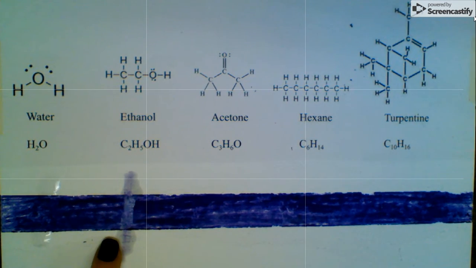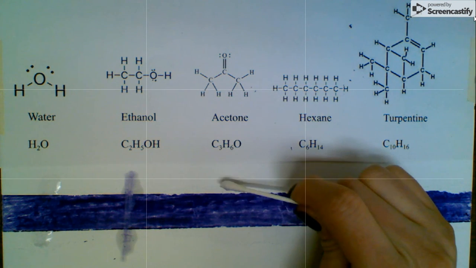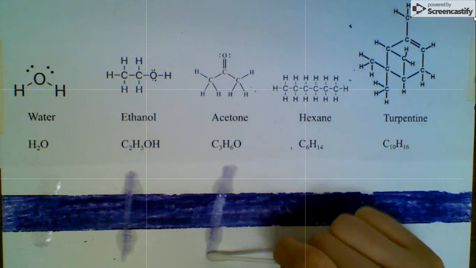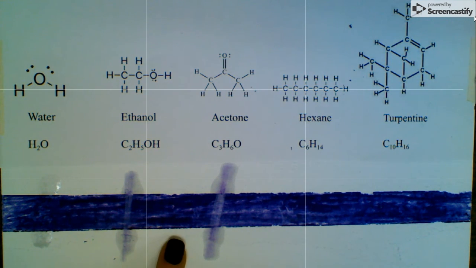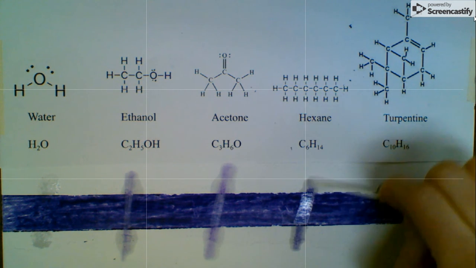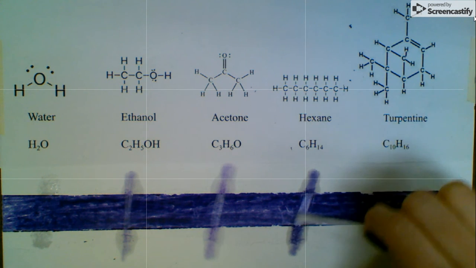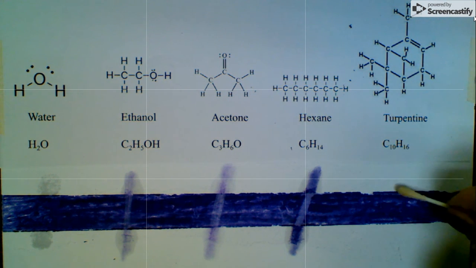Now that looks shiny just because it's drying. That's the light, so let it dry. Acetone. Again, this one's drying a little bit. And we have turpentine, or sorry, hexane. This one's not drying, it's already dry. And then finally turpentine.